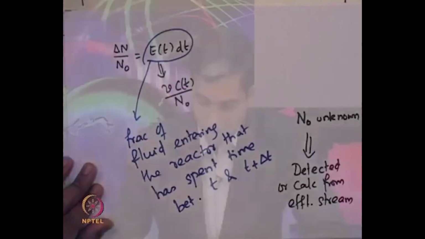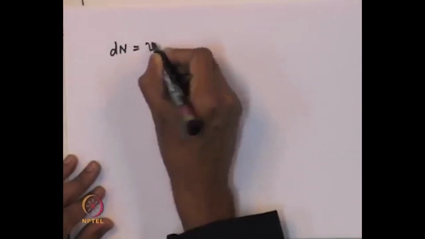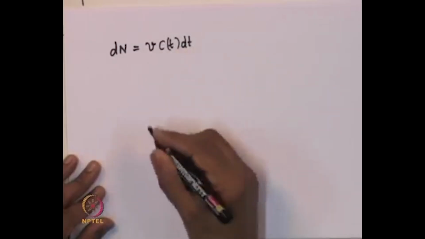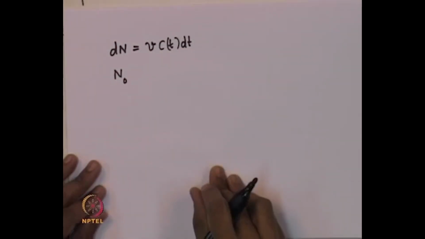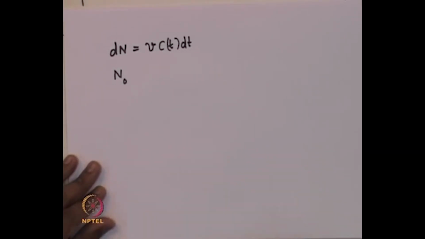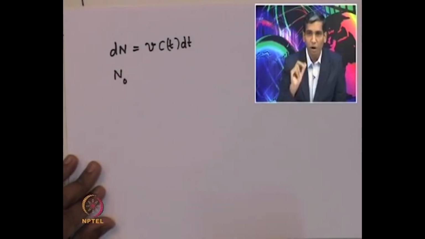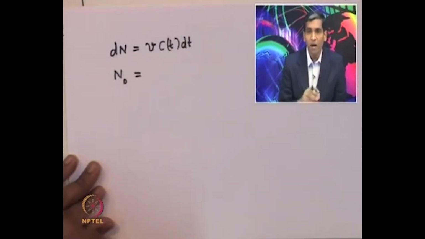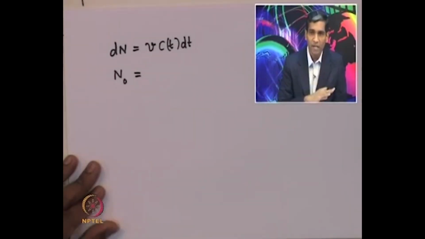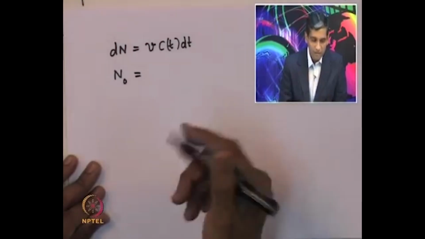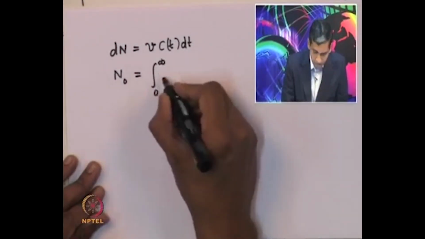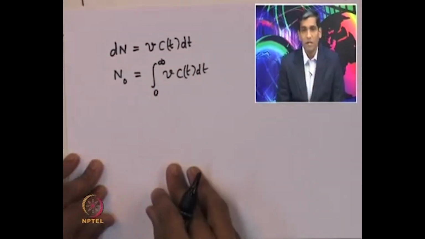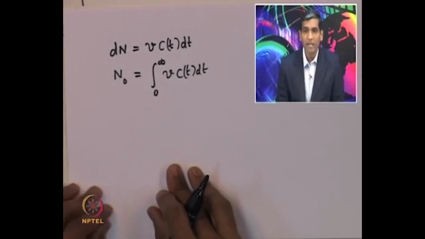So, how do we do this? dN is given by the volumetric flow rate V multiplied by C of t into dt. Therefore, n naught, the total amount of tracer fed into the reactor. Remember, it is a pulse tracer, which means there is a sudden injection of the tracer at a certain time in a very short time. Therefore, the total amount of tracer that leaves the reactor from zero to infinite time should equal the total amount fed in as a pulse. So, n naught is the integral from 0 to infinity of V into C of t dt.